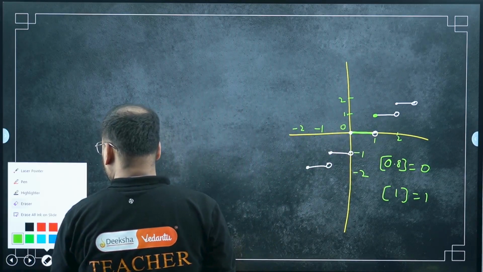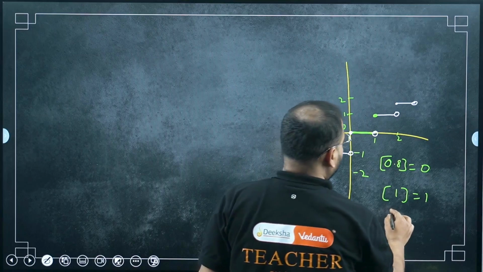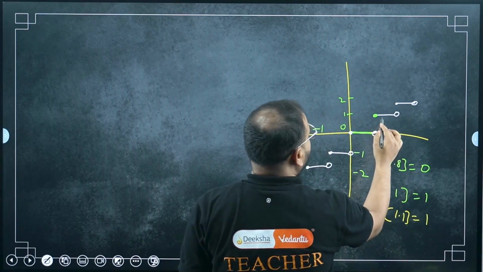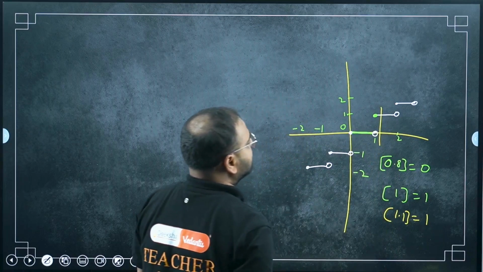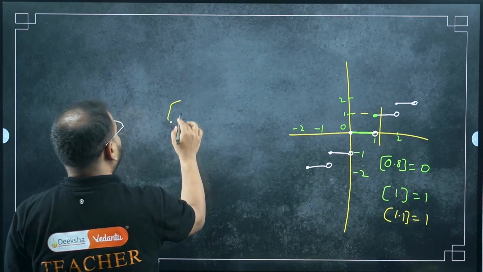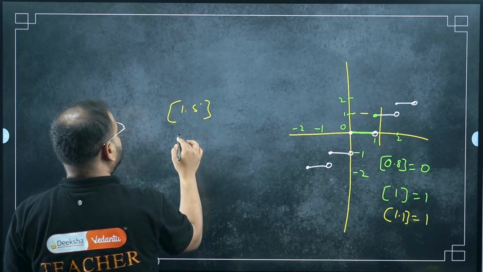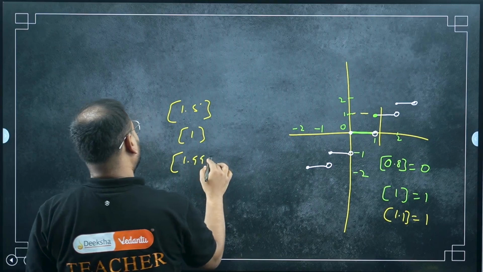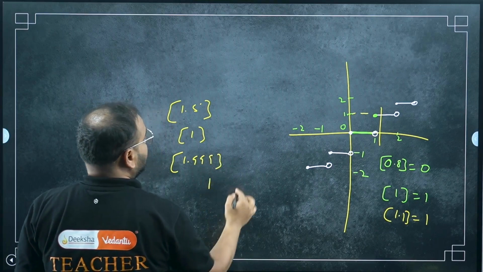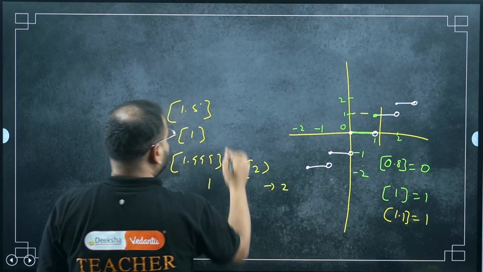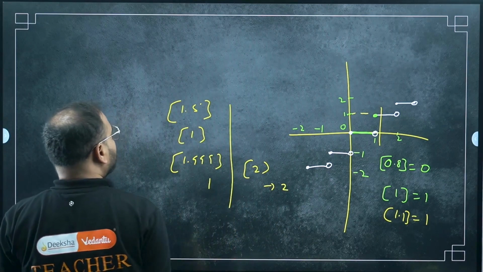Now what about 1.1? The answer is again 1. 1.1 will come somewhere here, and the answer is 1 only. If I take 1.5, what is the answer? 1 only. If I take 1.999, what is the answer? 1 only. But if I take 2, the answer is 2. So right before 2, any value you put, the answer is 1.